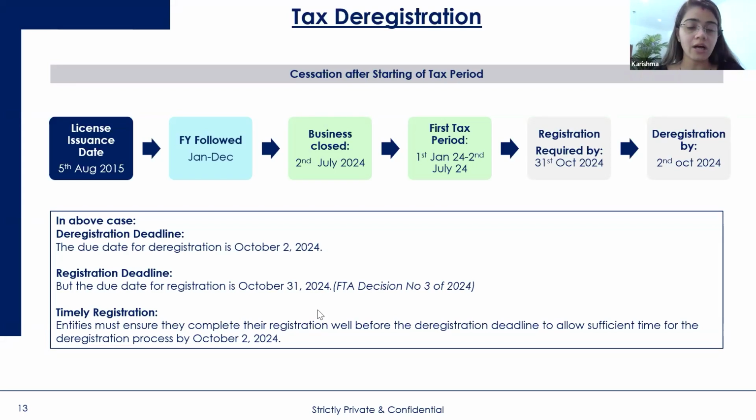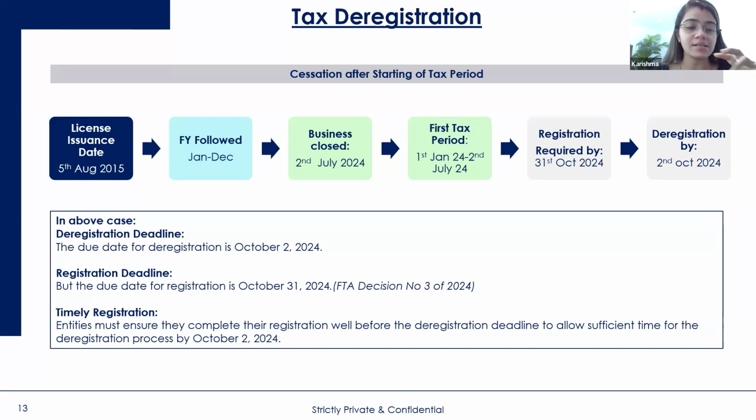Now, in this case, if the company was incorporated in August, as per the earlier FTA decision, it has been clarified that companies which are incorporated, irrespective of the year of incorporation, have to register by October. So as the company was incorporated in August, it is required to register by 31st October 2024. Now, if the company closes down on 2nd July 2024, this public clarification specifies that within 3 months from your business closure, you need to apply for deregistration. Effectively, that would come to 1st October 2024. So you can see there is a reverse gear, where registration is to be done by 31st October, while deregistration is to be done by 2nd October 2024.